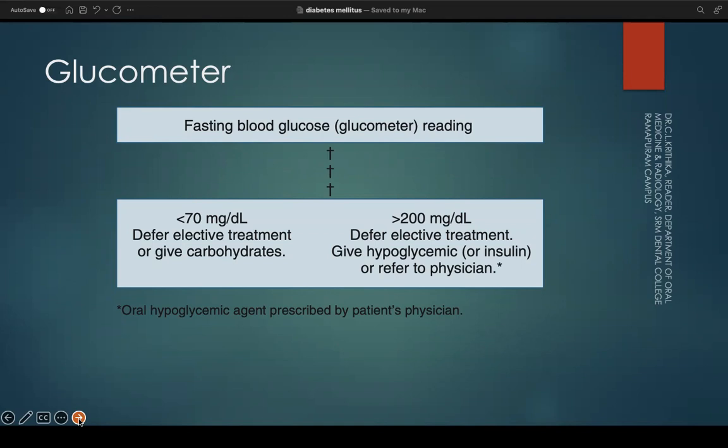If the fasting blood glucose level is less than 70 milligrams per dL, it is necessary that we defer the elective treatment or give carbohydrates. Or if the fasting blood glucose level is greater than 200 milligrams per dL, again the treatment has to be deferred and give hypoglycemic agents and get a physician's opinion.